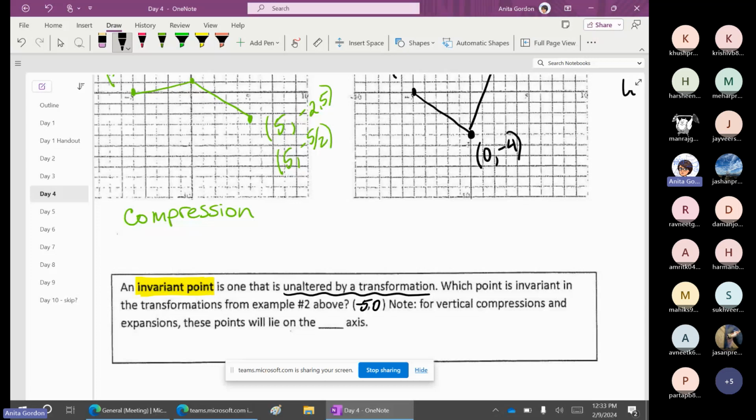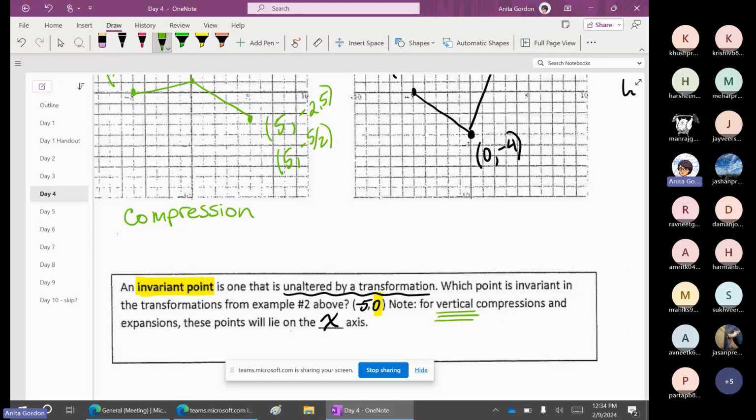-5, 0. Okay, why do you think that that point did not change? Because the y is 0. So when we have a vertical compression or reflection, if you have a point with a y of 0, meaning it is on the x-axis, it is not going to be affected because you can multiply 0 by whatever you want, you're still going to get 0. Okay? So invariant points with a vertical stretch, underline the word vertical.